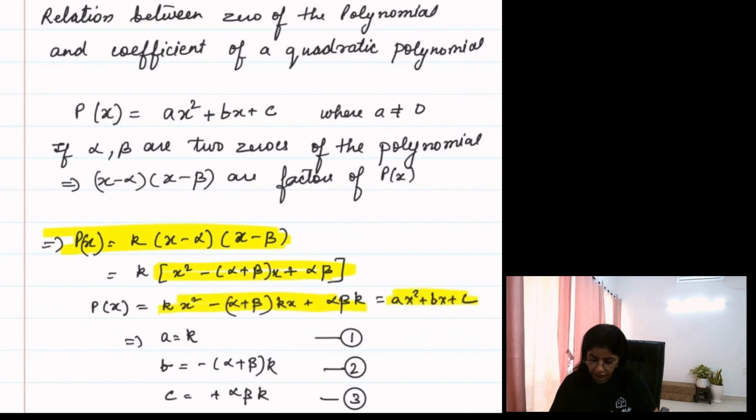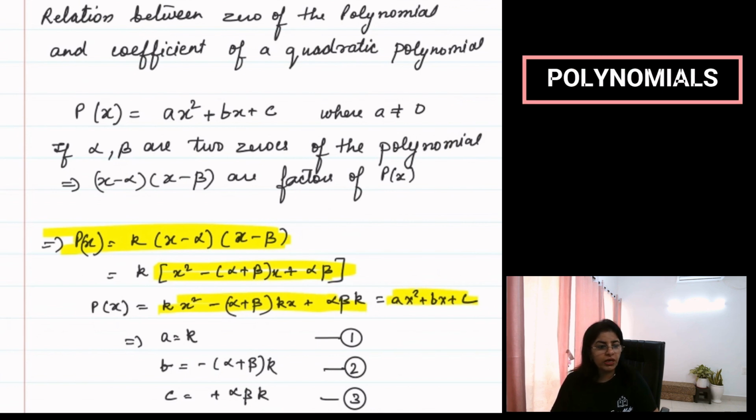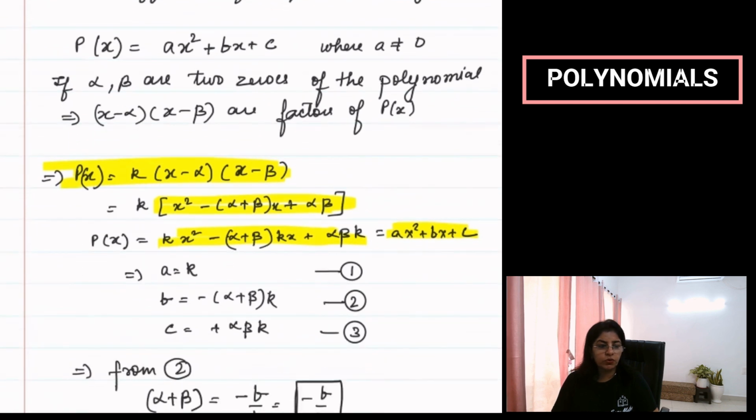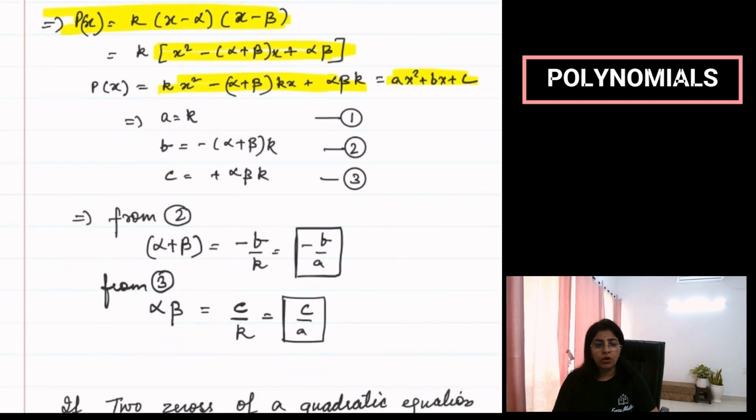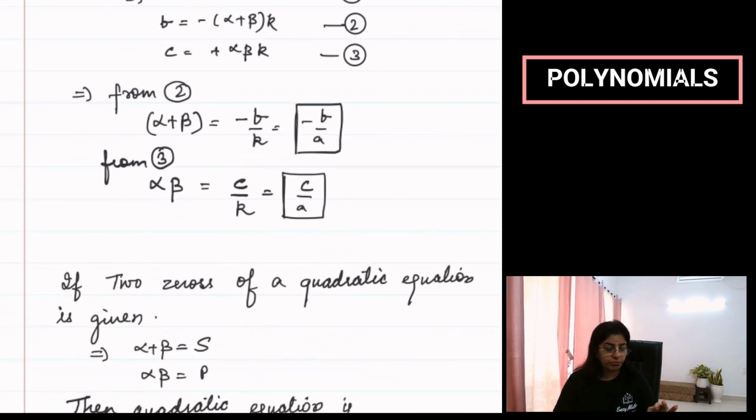Now, if we compare this equation with the standard form we have taken, what do we get? We get that b is equal to minus alpha plus beta into k. And we know the value of k is what? It is a, from equation 1. So we get alpha plus beta is equal to minus b upon a and alpha beta is equal to c upon a. This is very important. I would suggest you pause the video and write this as notes. Very, very important part of the chapter.